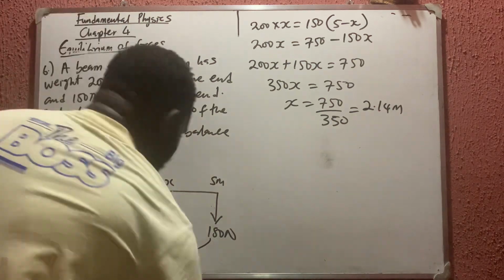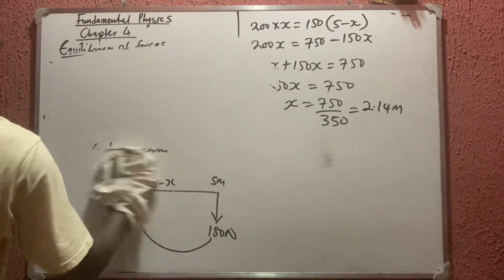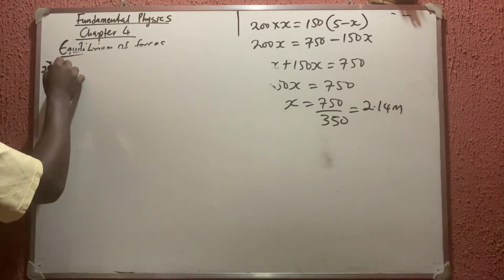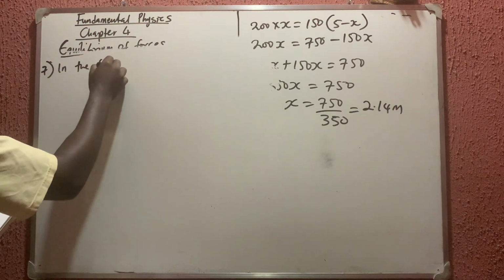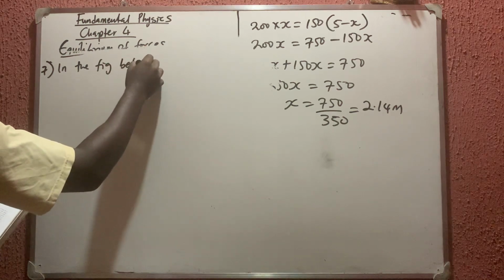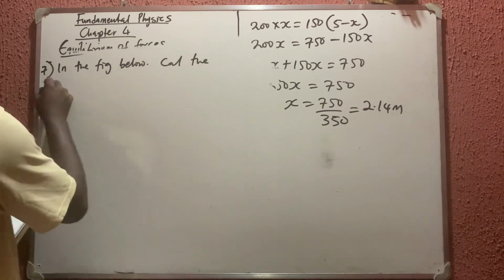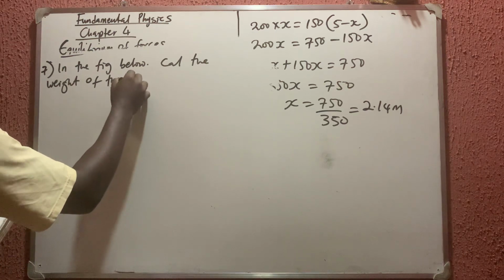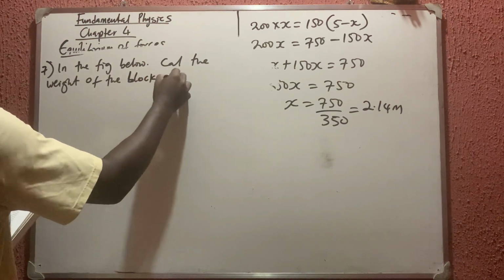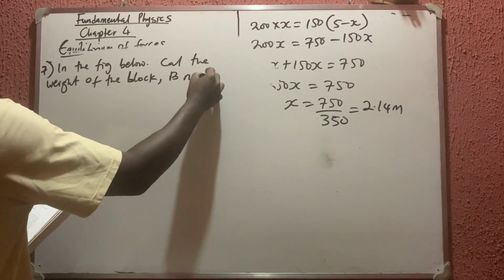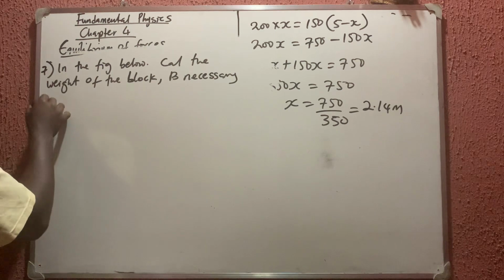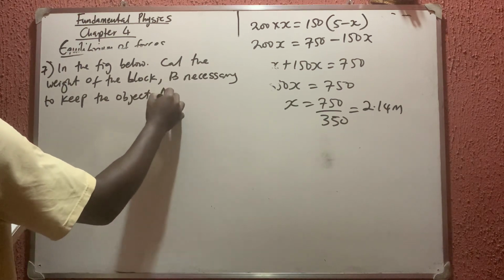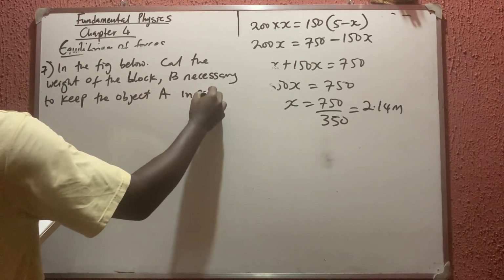Question number 7. That is the second to the last question for this topic. So question number 7 said, in the figure below, they now say calculate the weight of the block B necessary to keep the object A in equilibrium.